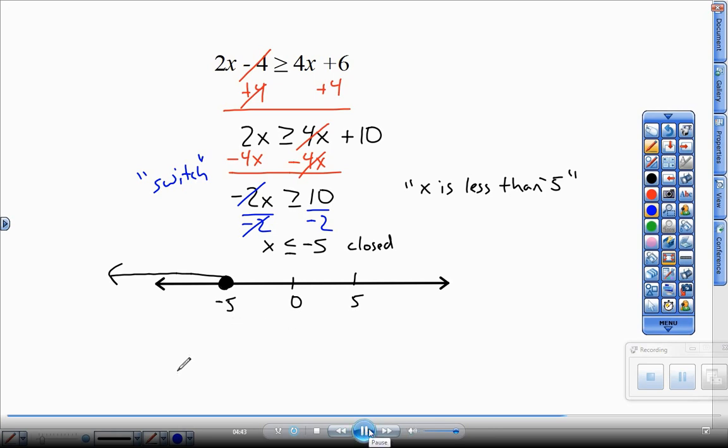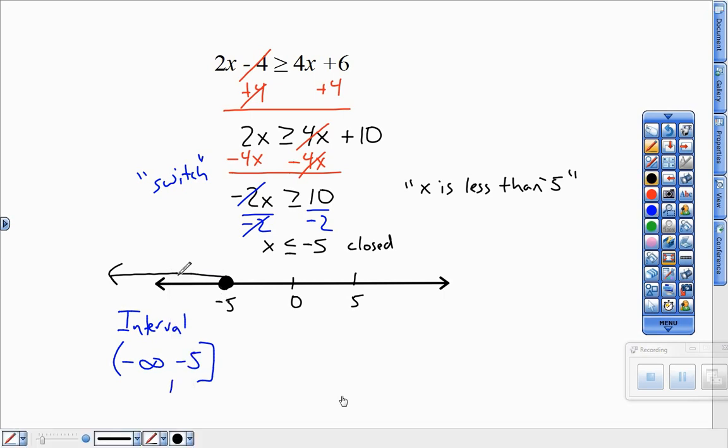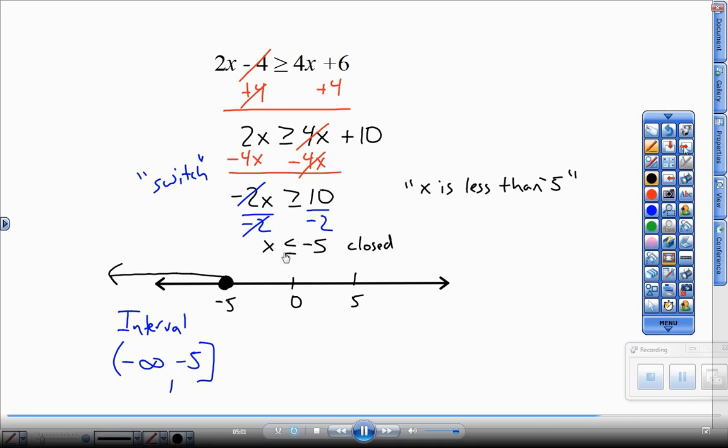All right, last problem. I want you to, and again right here, I'm reviewing, you will need to know how to change these inequalities to interval notation. Measure from left to right. Left, negative infinity, to the right boundary, square on that 5. That is interval notation equivalent to this set notation.